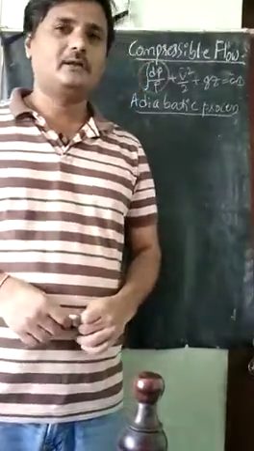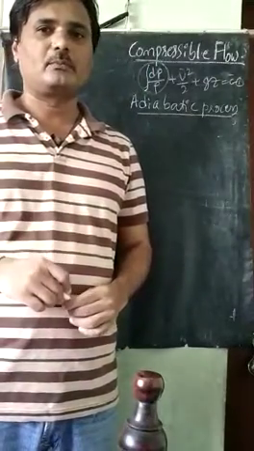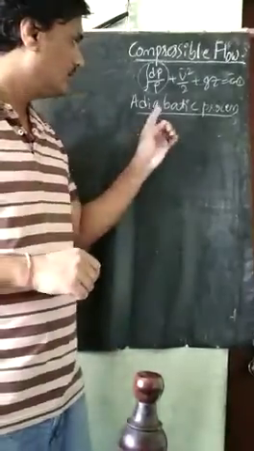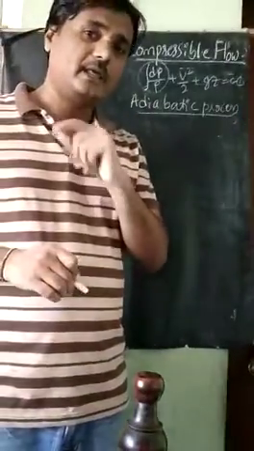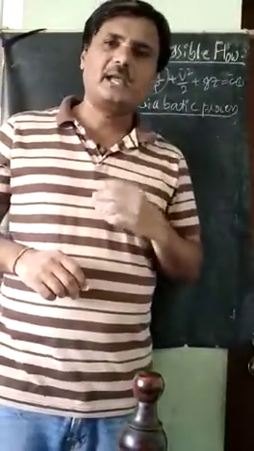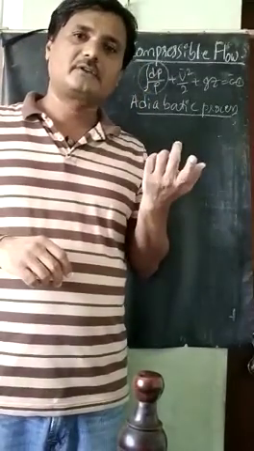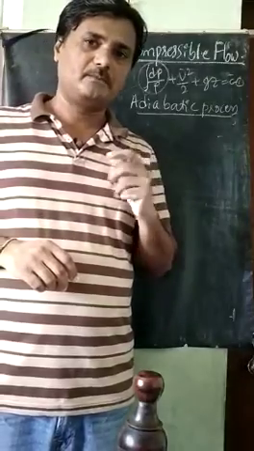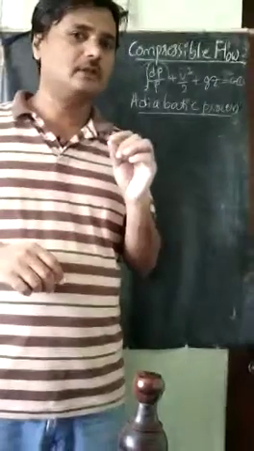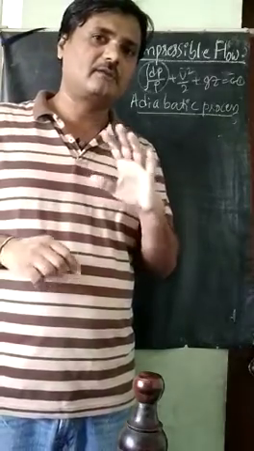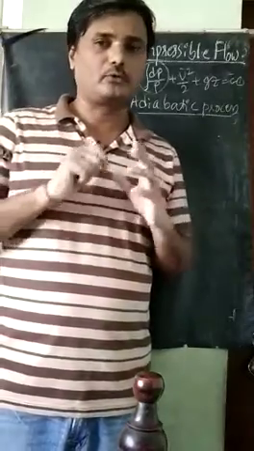We have studied Bernoulli's equation for compressible flow when the process is isothermal. Now we will study when the process is adiabatic. By the law, adiabatic means what? There will be no heat transfer out of the system or to the system. That means heat will not cross the boundary of the system. That is called the adiabatic process.